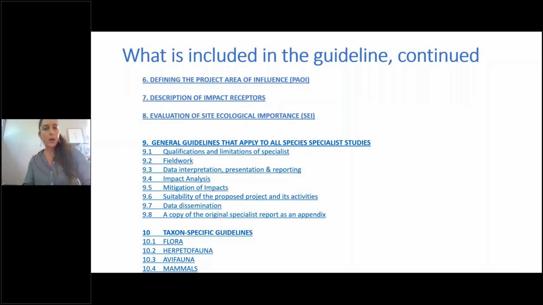All right, and then we go on to defining very important elements that need to be included in specialist reports. The first is the project area of influence, and then we describe the description of impact receptors and go into the Site Ecological Importance, SEI. And then there's a general section that applies for any specialist, who needs to have this included in their reports. That's information on how the field work must be conducted, impact analysis, etc., mitigation of impacts. So this applies no matter which group of species is being worked on.